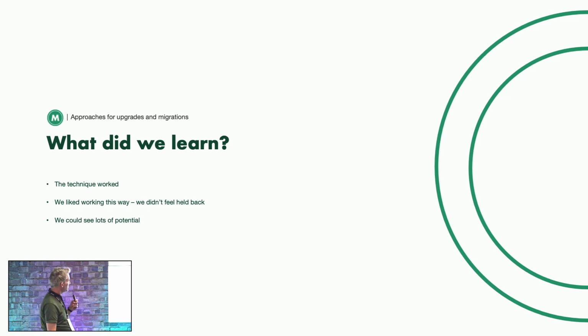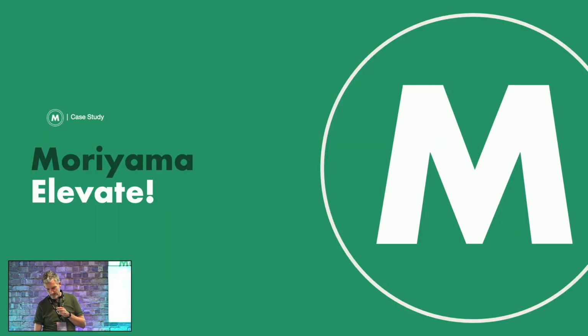So what do we learn from it? Well, we found the technique worked really well. We really liked the way of working because we didn't feel held back or hampered by having to do things the way they've always been done. We were open to do things the way we wanted to, that made more sense from what we'd learned, and we could see an awful lot of potential from it. So that moved on to the decision to make this into a product. So we have Moriyama Elevate. We can elevate our data from one version to another.